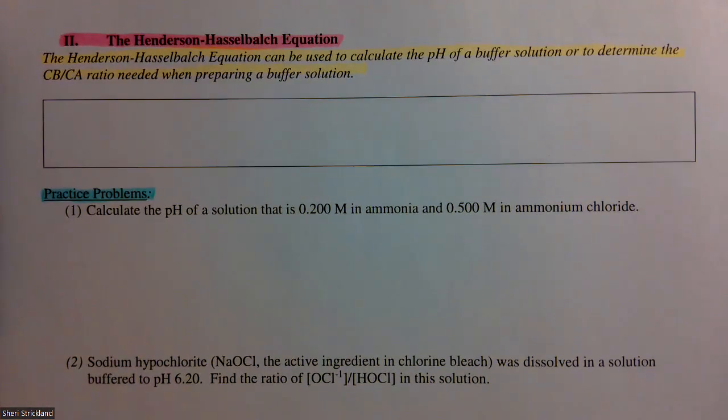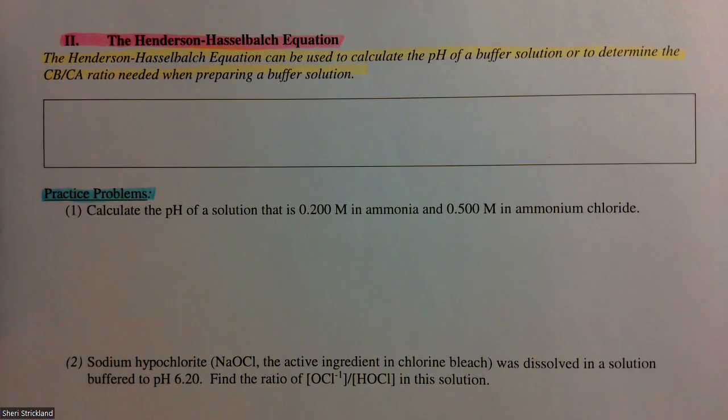The Henderson-Hasselbalch equation can be used to calculate the pH of a buffer solution or to determine the conjugate base to conjugate acid ratio needed when preparing a buffer solution. And the Henderson-Hasselbalch equation looks like this.